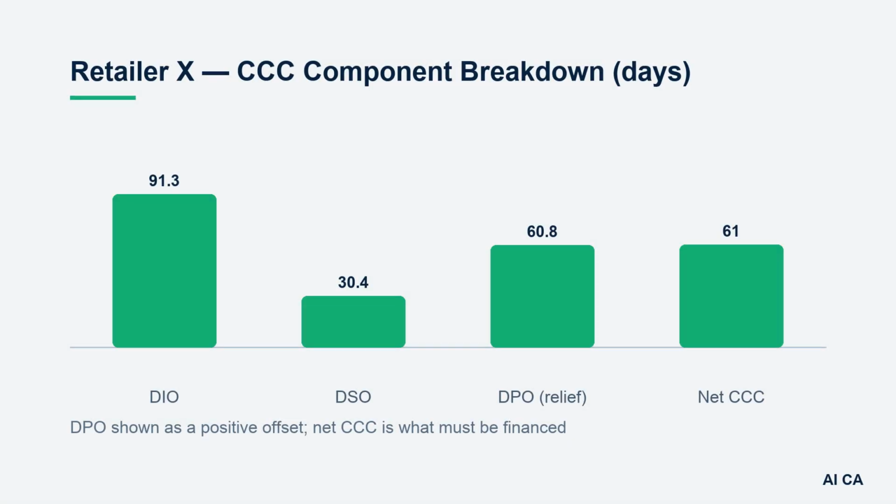Visualizing the three components in isolation shows where the pressure points are. For Retailer X, inventory is by far the dominant driver. 91 days of stock holding is significant for a retailer and warrants interrogation. Is it seasonality, slow-moving lines, or a deliberate buffer against supply chain risk? The DPO of 61 days provides meaningful relief, but if suppliers start tightening terms, the CCC could worsen materially without any operational change at all.